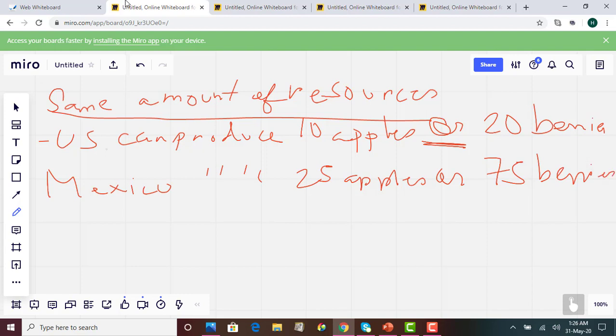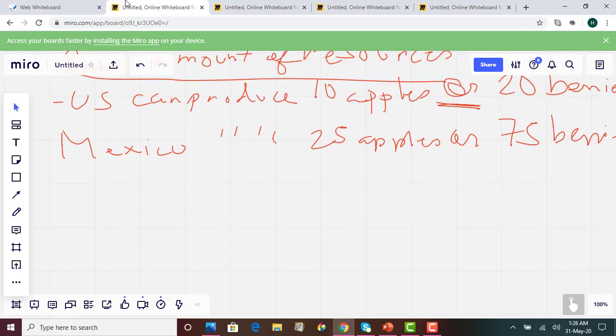Okay, so this information is given to you, and now I will ask you questions based on this information for the concepts of absolute advantage and comparative advantage. First, we will put this into a table format, which will help us understand it easily. We have two products, and in this class we will only look into two countries. We might have three products, but we will only look into two countries. In this example we have two products, apples and berries, and two countries, US and Mexico.